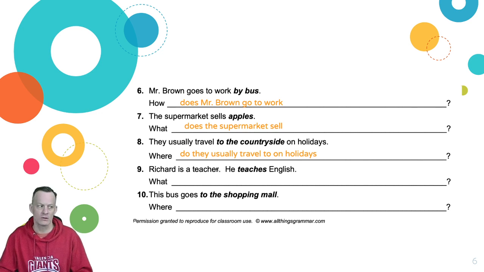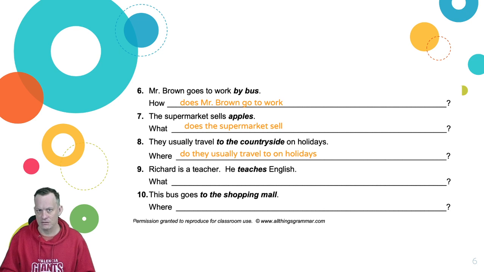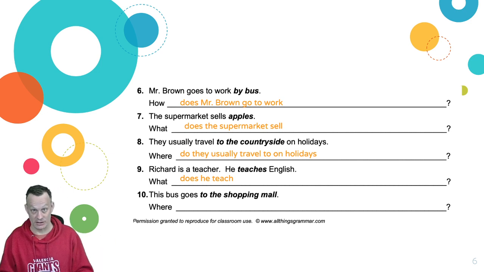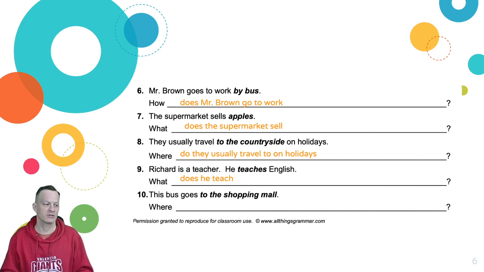Number 9, Richard is a teacher. He teaches English. So what? And the answer is teaches, the activity. What does he teach? Or what does Richard teach? Both answers are correct. Richard and he. What does he teach?